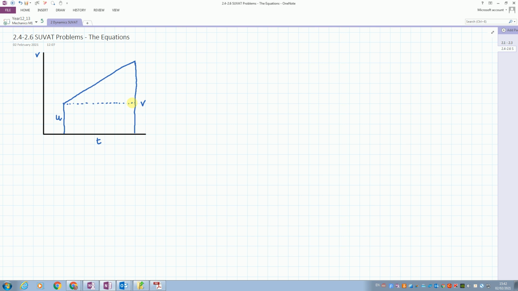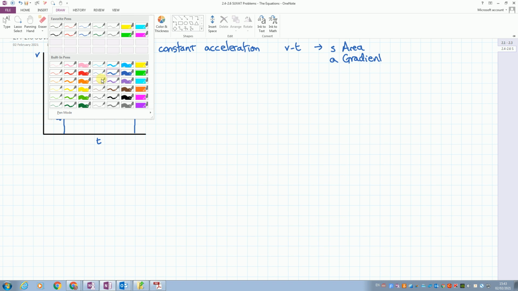Okay, the first two equations for SUVAT actually come from the velocity-time graph. This is a description of a particle under constant acceleration, and we saw in the graphing section that we have two quantities we can get from a VT graph. We can get the displacement, which is the area, or the acceleration, which is the gradient of the line. Under constant acceleration, the line will be a straight line. So we can draw our equations.